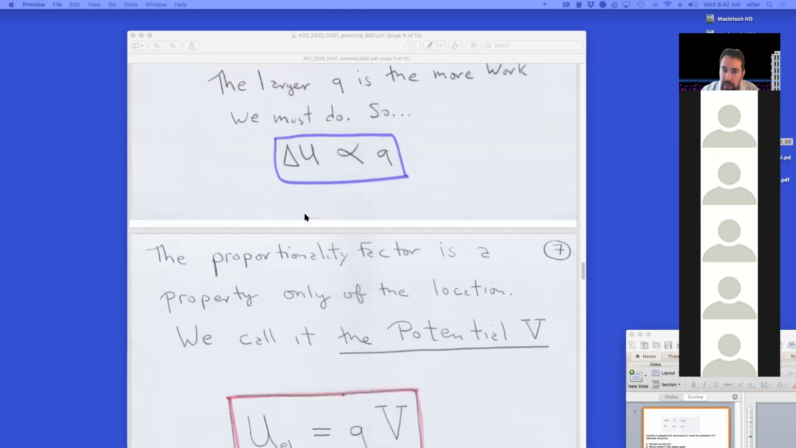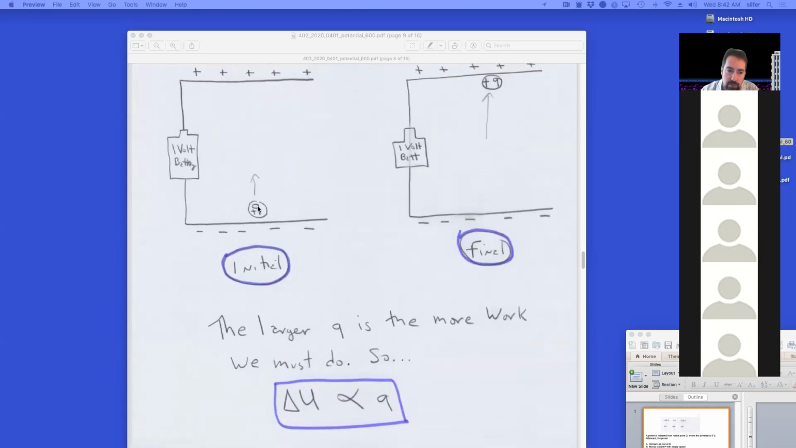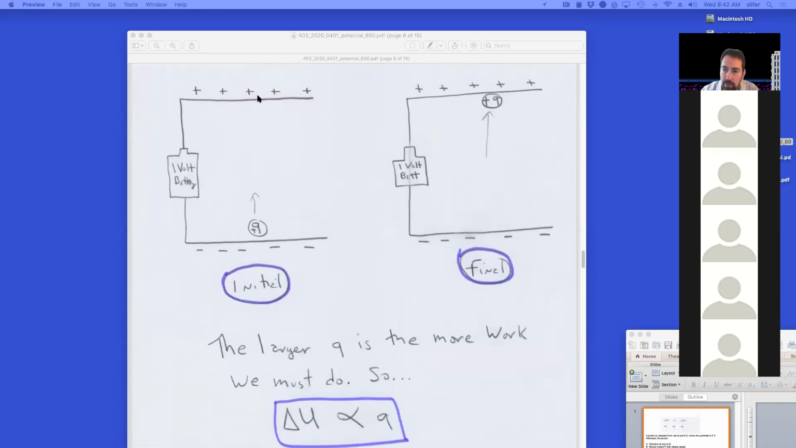So if I had a 1 coulomb charge and moved it from here to there, and measured the proportionality between the work that I did and the charge, and then did a different charge, 10 coulombs, and got a different amount of work to move it from here to there, the proportionality would be the same in both of those cases, and that number is going to be the potential.